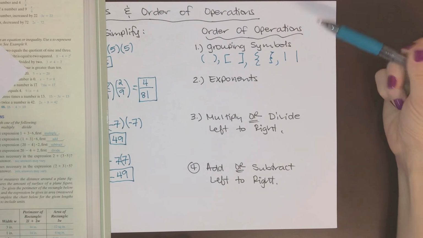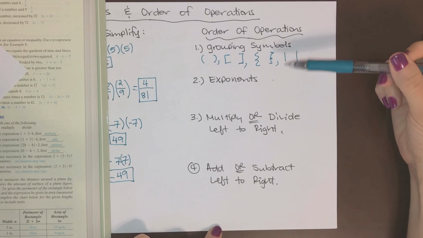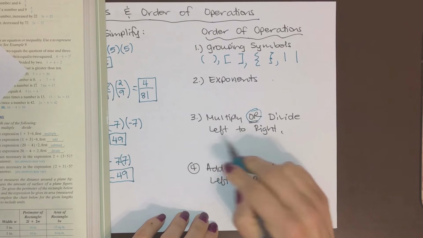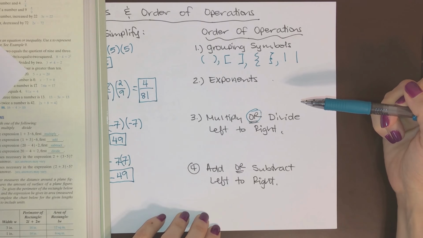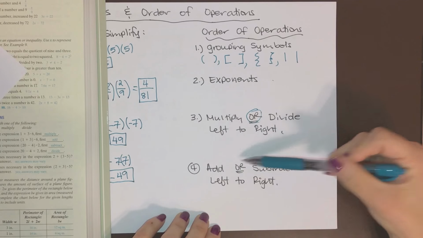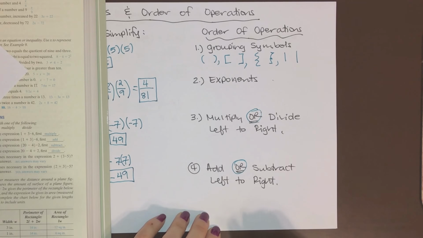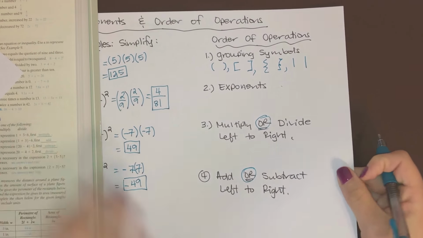And then the second step will be exponents. The third step is you would multiply or divide. You have to go left to right. Whatever is first, that's what we do first. Lastly, add or subtract, also left to right. Whichever is on the left, we do that first. Let's take a look at some order of operations problems.